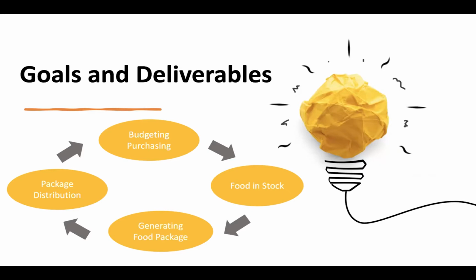Next, food in stock refers to the segment where we see what foods are in stock so we can make our purchases to fill the given food bags. Generating food packages is a segment based on our website's interface. It allows you to generate the correct food package for the children, which we will explain in our website tour later in this presentation. And finally, package distribution is a segment where we distribute the generated food packages.